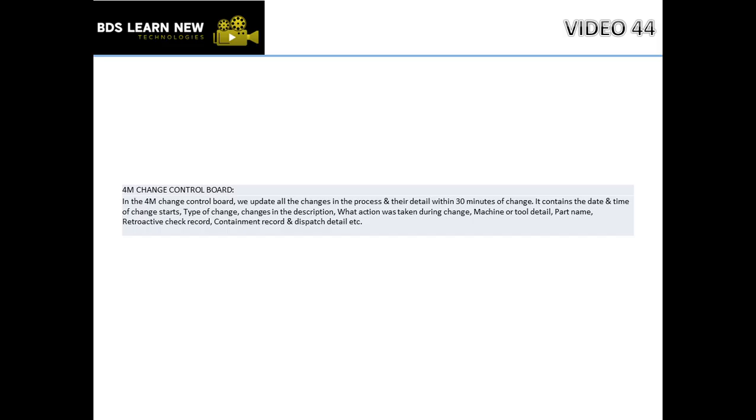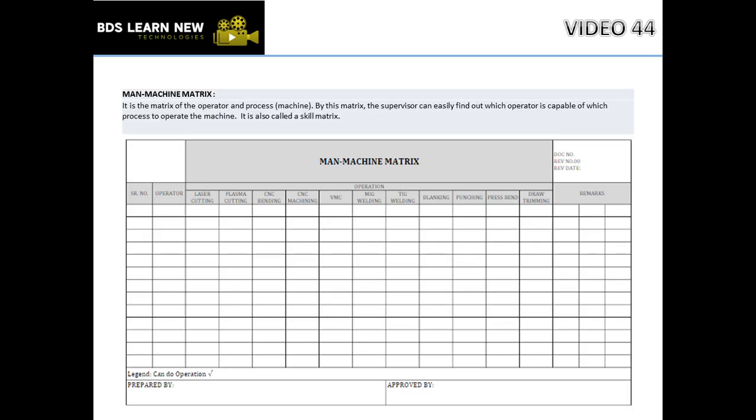Then the 4M change control board. This is basically a board which we will put in our regular production, right? So that everyone can see this board in regular production. In the 4M change control board, we update all changes in the process and their details within 30 minutes of change. It contains the date and time of change start, type of change, change description, what action was taken during change, machine or tool detail, part number, part name, retroactive check record, containment record, and dispatch detail. This means the tracking sheet and control board are important, right?